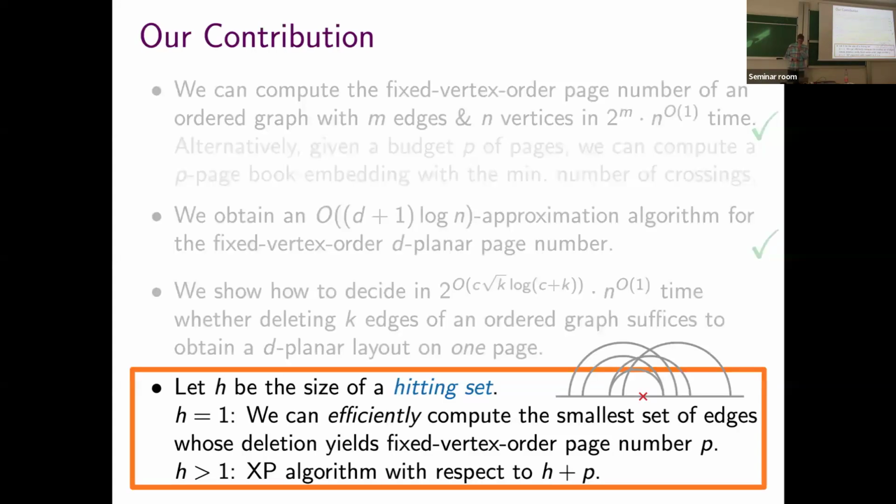Okay, so finally, good in time. Let's move to the new parameter, hitting set, size of the hitting set.